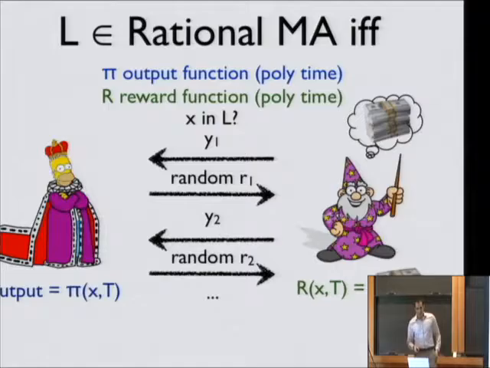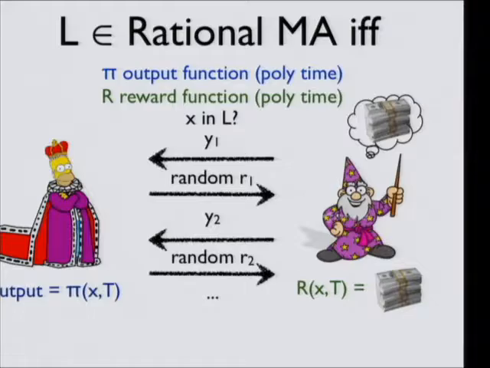So what's desirable behavior in this rational model? Remember that we're assuming that Merlin has money in his mind. And this is basically like a game. So Merlin wants to maximize this reward of x and the transcript that he gets. And because it is a game, we have to look at the space of actions he can take. What he can control are his messages y1, y2, yn that he sends.